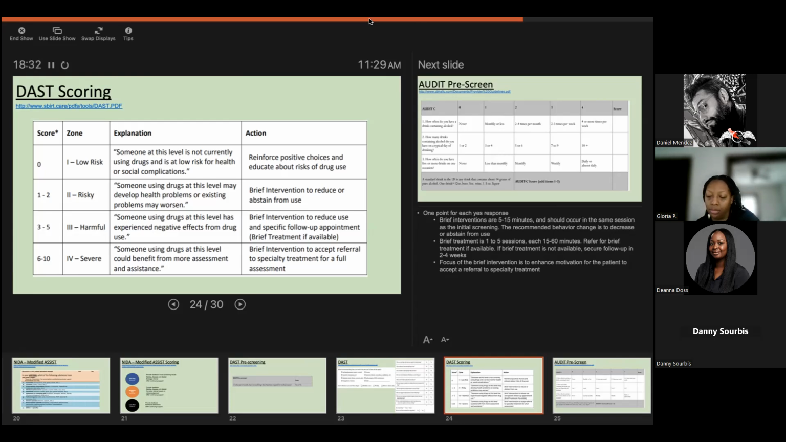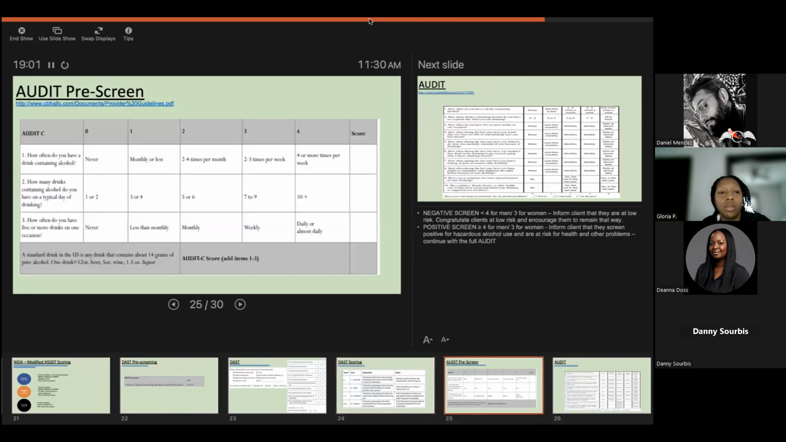So the brief interventions again are 5 to 20 minutes, not 15. And the brief treatments are 15 to 60 minutes. The focus of the brief intervention is to enhance motivation for the patient to accept referrals to specialty treatment. So after that, we're hoping that they're going through the screening, they got their assessment, and we're warm-handing them off to their specialty treatment. So then this is the AUDIT screen.